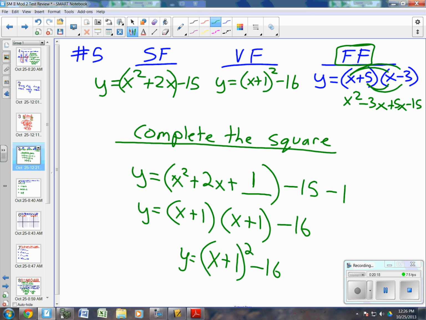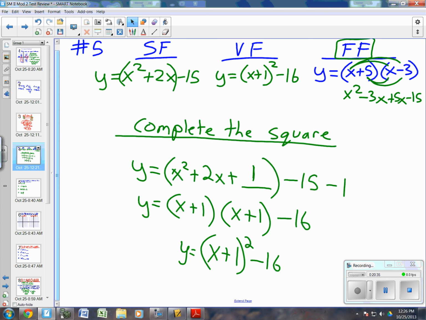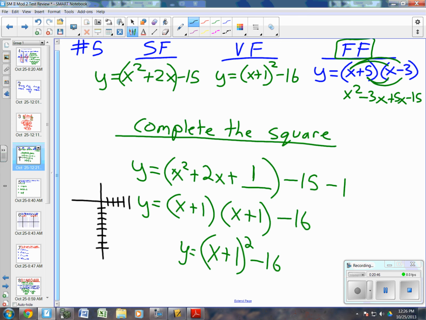Okay, now this problem wants you to do what next? Okay, show the vertex and at least 2 other points. So can I erase this part, or should I keep that part? We'll just do this. Okay, I am going to graph this. I have the vertex. What is the vertex?